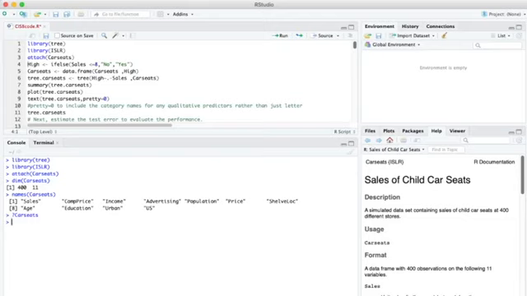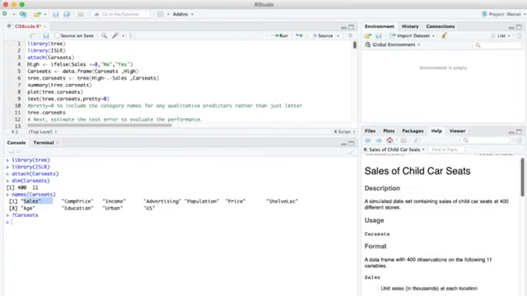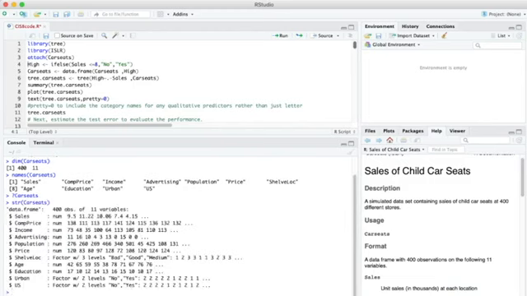Okay, but we are interested in looking at one particular piece of information, which is the Sales. The Sales here is the unit sales in thousands at each location, and if you type in str of Carseats, you can find that Sales is actually numerical.